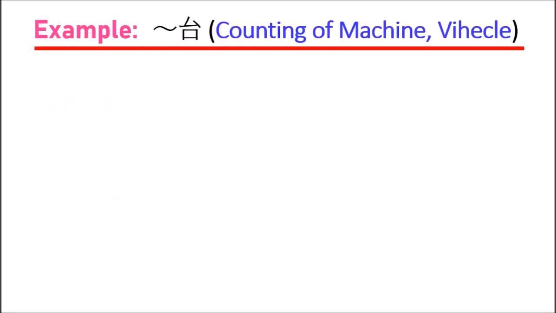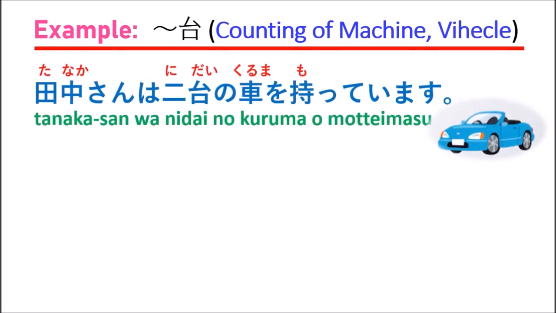Something like this. Now let's see some example of how to use the unit of dai to count for machine and vehicle in Japanese. The first example, 田中さんは2台の車を持ってます。Which means 田中さん has two cars.